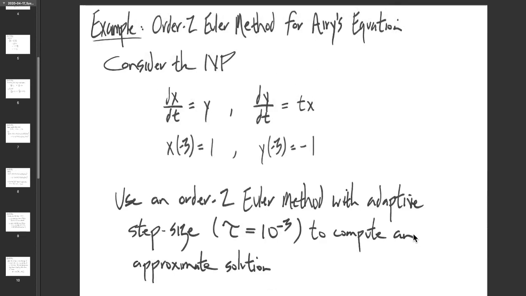Okay, so let's see how this goes in an example. We'll consider the same initial value problem we did previously, that is the Airy system with an initial time of t equals -3, and at that time x is 1 and y is -1. So that's our initial value problem. Let's use an order 2 adaptive Euler method with a tolerance of tau equals 10 to the -3rd to compute an approximate solution.